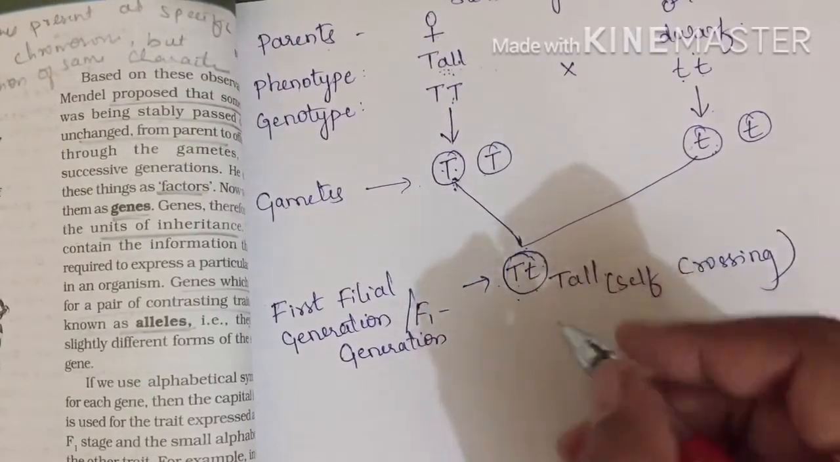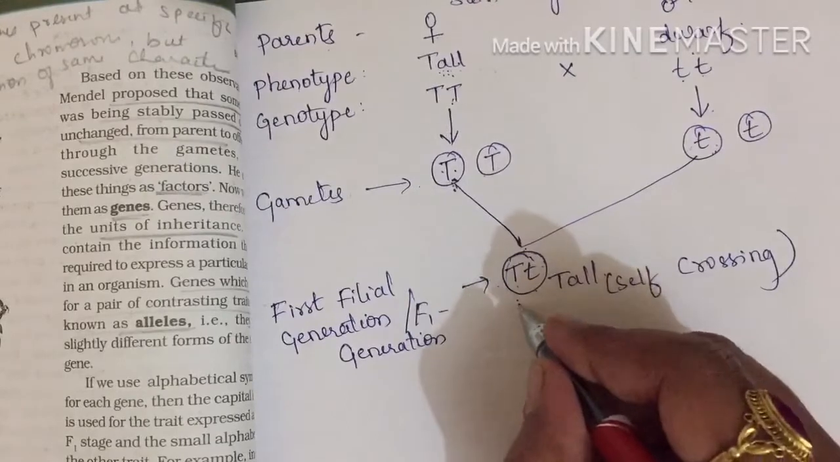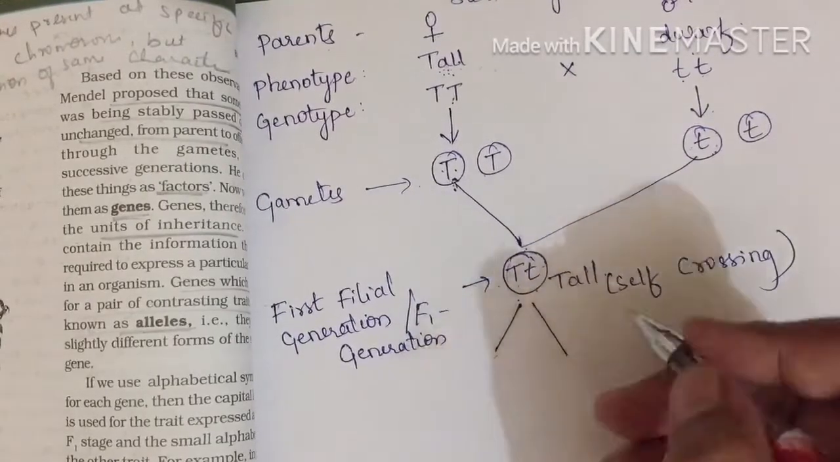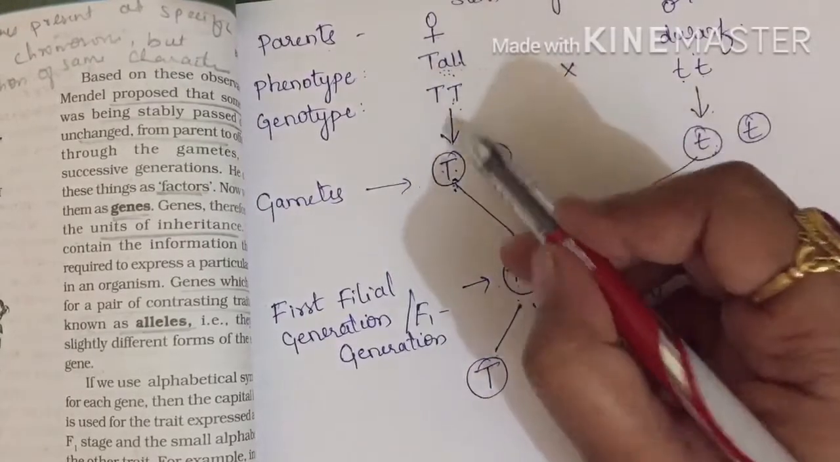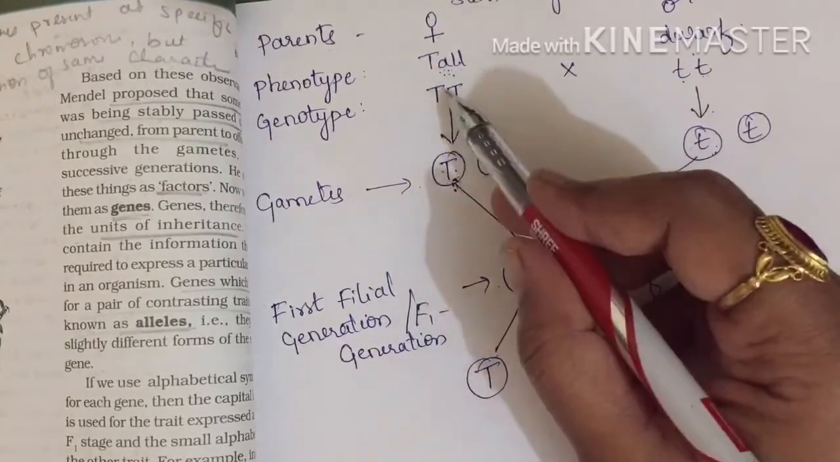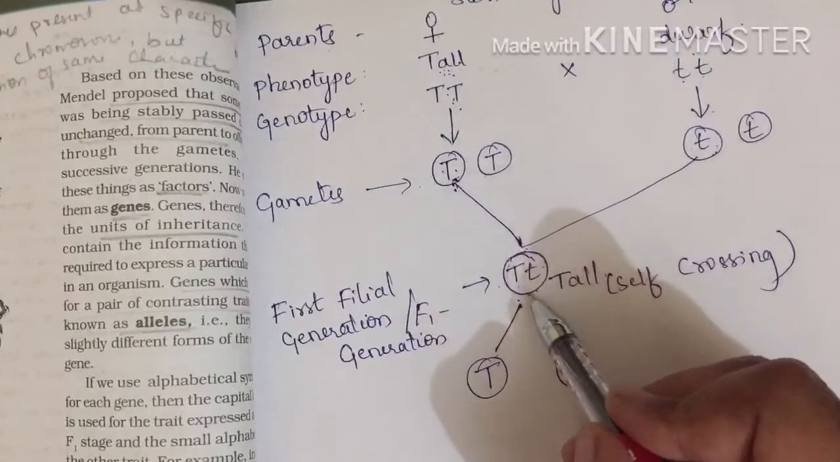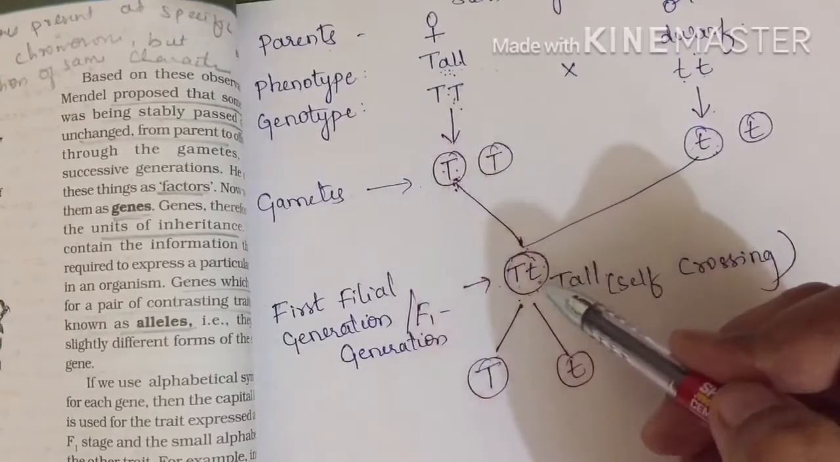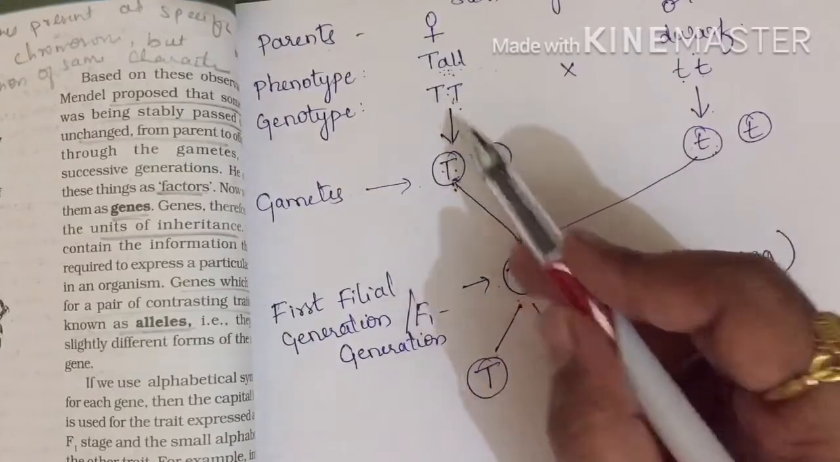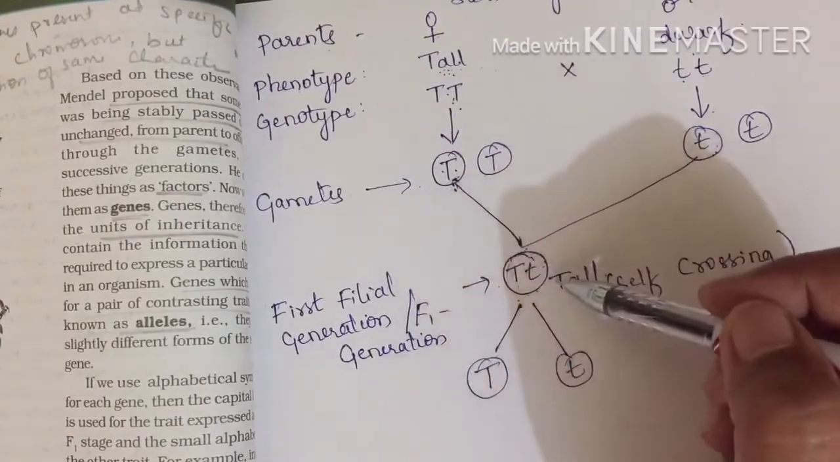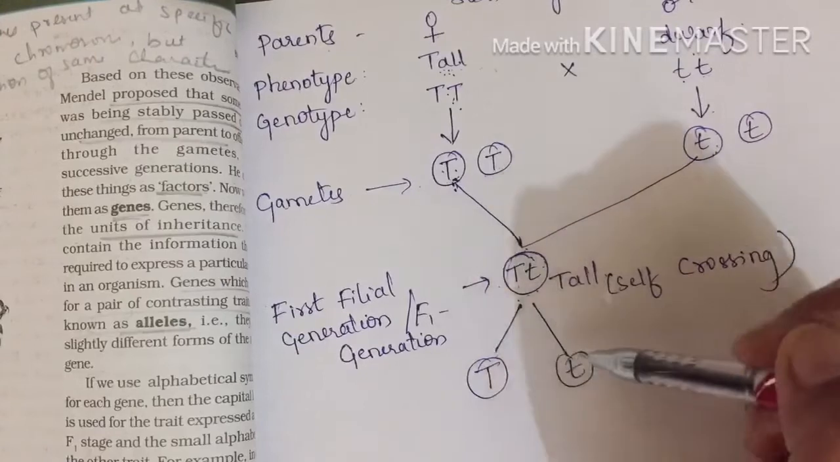So when we self-cross, again this will become a parent now. Now it will produce two different types of gametes, capital T, small t. Here we have shown only one type of gamete because it was homozygous. For this we call it heterozygous. This is homozygous and heterozygous. The definitions of those I shall give later. So homozygous will produce one type of gamete, whereas heterozygous will produce two different types of gametes.